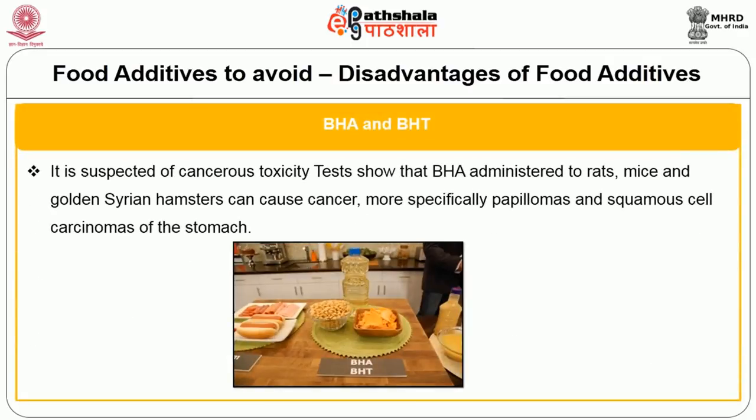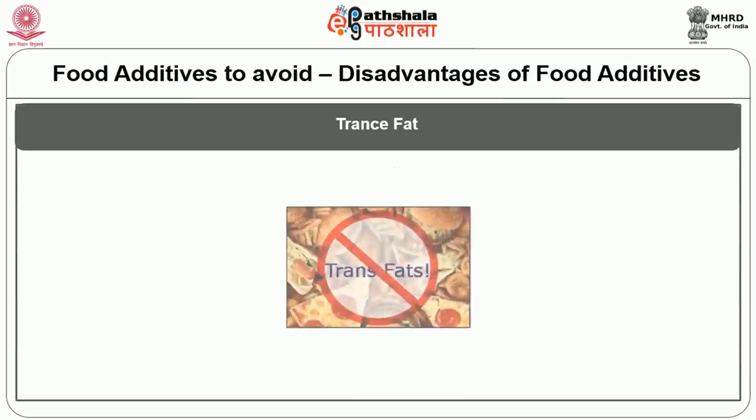Next, BHA and BHT. It is suspected of cancerous toxicity. Tests showed that BHA administered to rats, mice and golden Syrian hamsters can cause cancer. More specifically, papillomas and squamous cell carcinomas of the stomach.